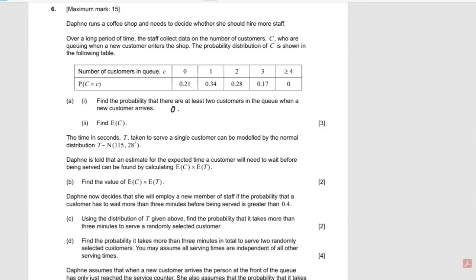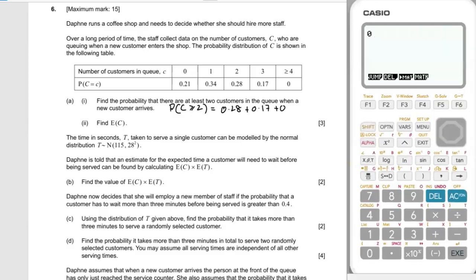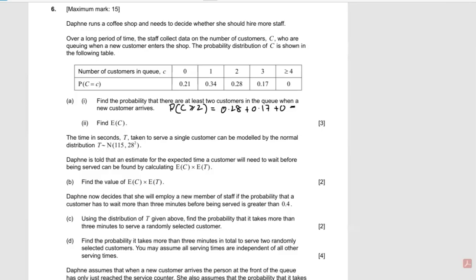Part A1, find the probability that there are at least 2 customers in the queue when a new customer arrives. So at least 2 means 2 or more. So we can just use the probabilities. Or you can say probability customers more than or equal to 2. Yeah, that's a better way to do it. 0.28, 0.17, and a 0. So we can just go to the GDC and do 0.28 and 0.17. That's a 0.45.